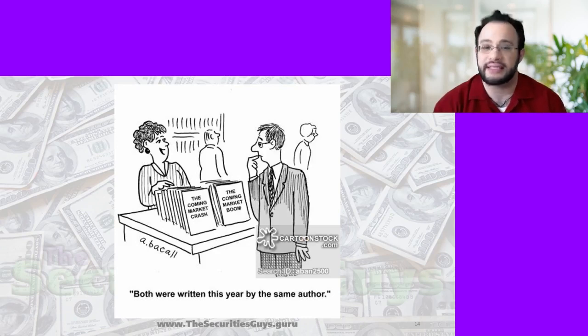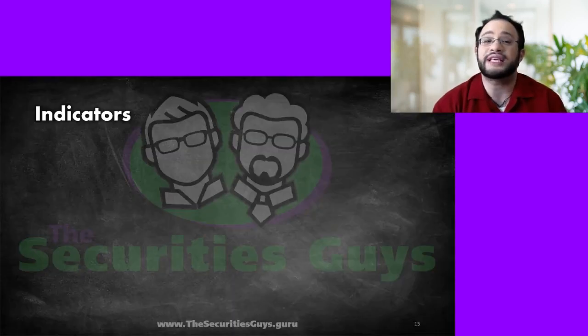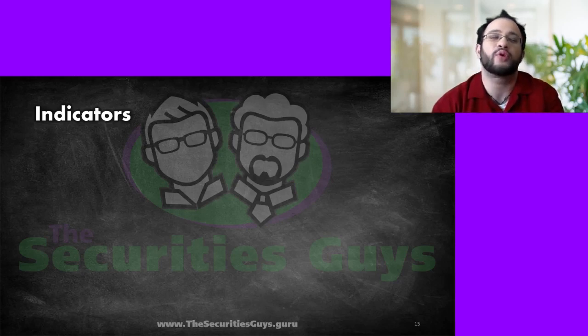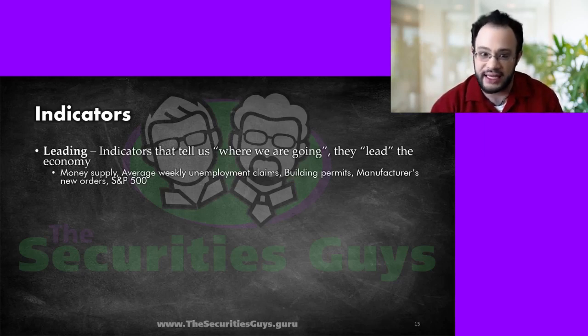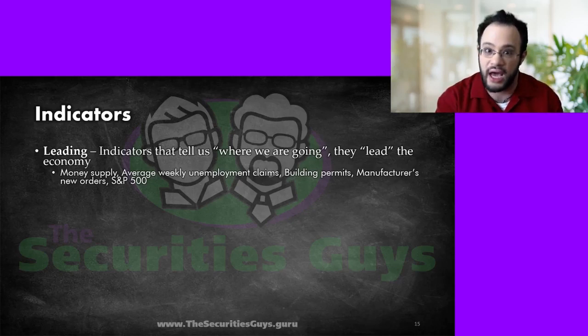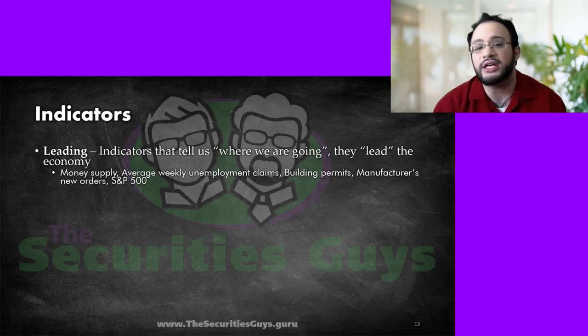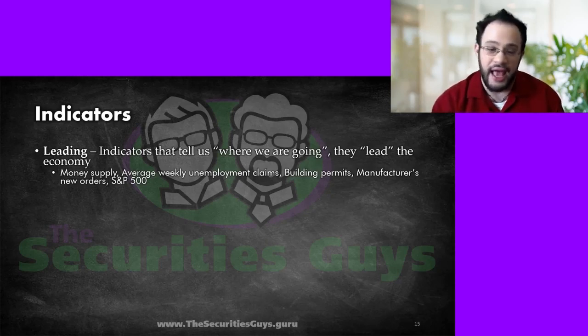Now we have that market cycle, the economic cycle. We also have things called indicators. These help tell us where we might be headed, where we currently are, and where we have been. Where we are headed is leading, the indicator that tells us where we're going. They lead the economy. Things like the money supply, how much money is actually out there, average weekly unemployment claims, building permits, manufacturer's orders, S&P 500. Now, unlike contraction, which would generally be thought of as negative, and expansion, which would generally be thought of as good, indicators aren't necessarily good or bad. They simply tell us where we're going.